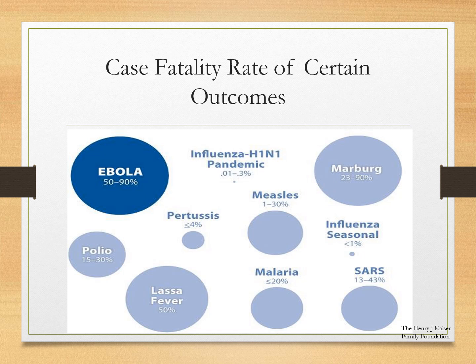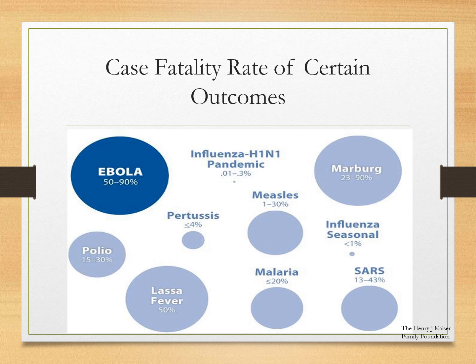Observing the circles representing CFR, Ebola appears to have the highest fatality rate among the diseases demonstrated here. Similarly, Lassa fever and Marburg also exhibit high fatality rates. On the other end of the spectrum, influenza has the lowest fatality rate of all the diseases that are presented on this slide.